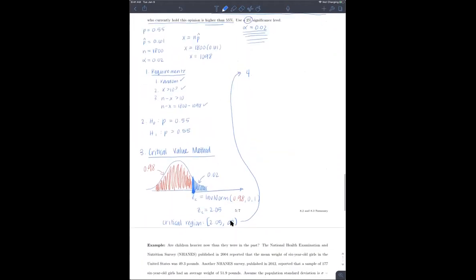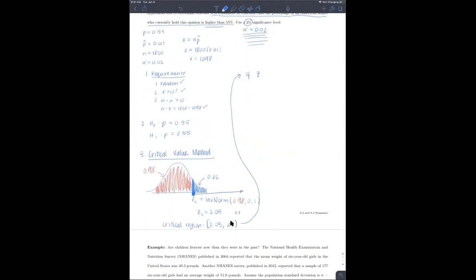We need to find z, right? So here, z, which calculator function am I going to use to find z?